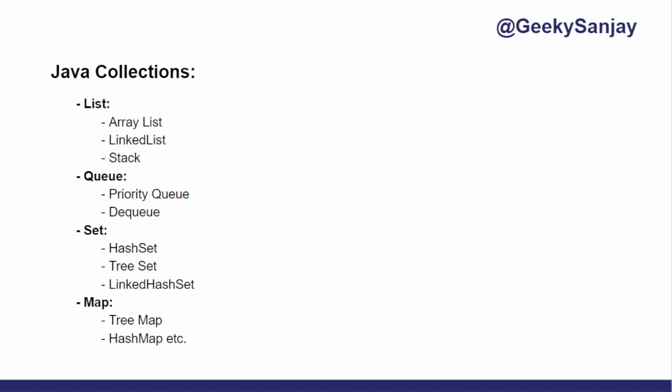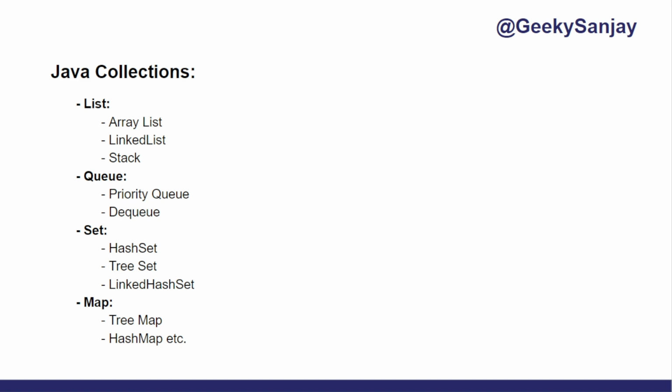So we will cover the next topic, Java collections. As we know, in Java collections we have list, queue, set, and map. These are the four types of collections, and these are interfaces: the List interface, Queue, Set, and Map. These interfaces have some common methods which are implemented by ArrayList, LinkedList, and Stack.